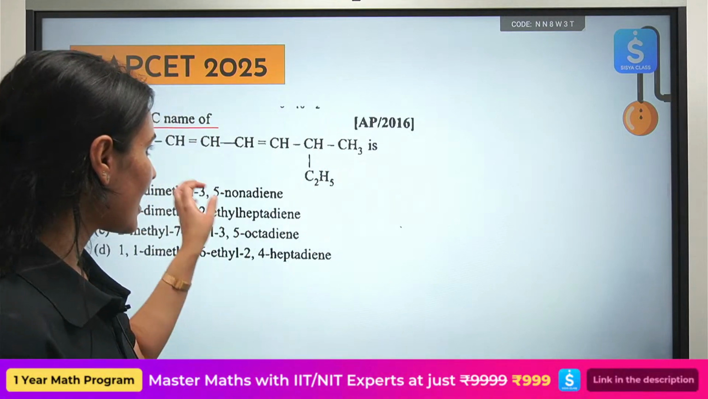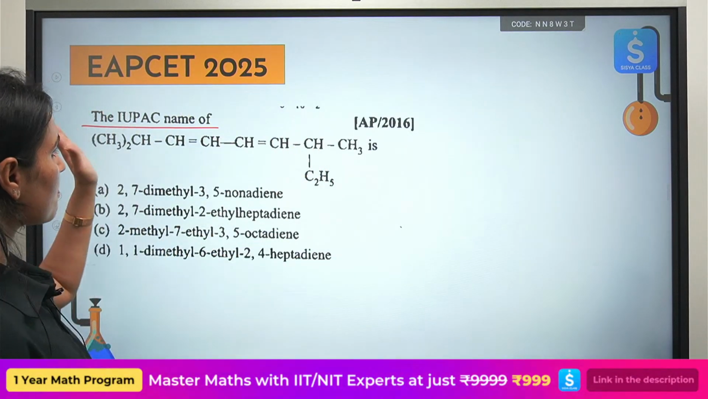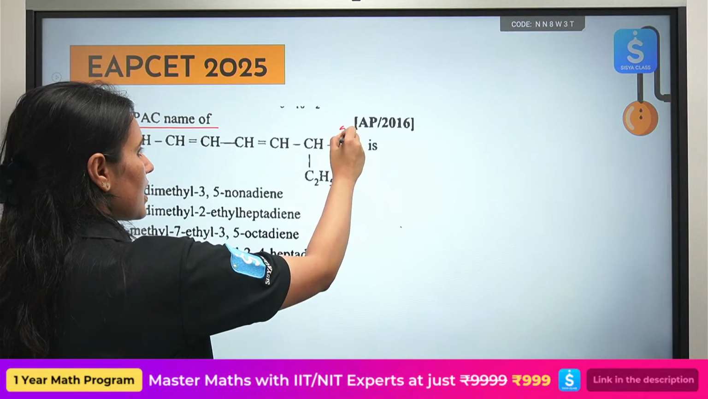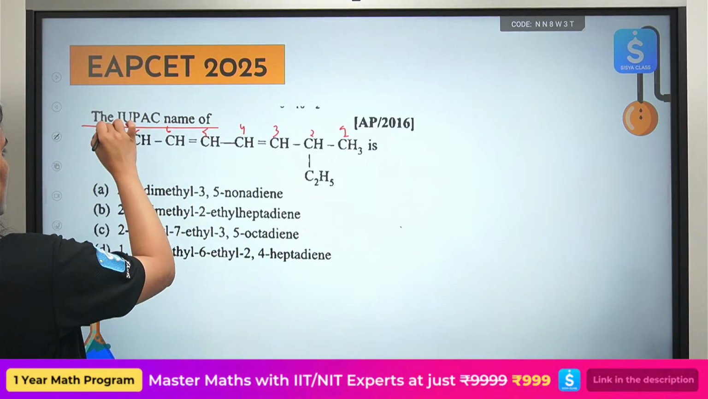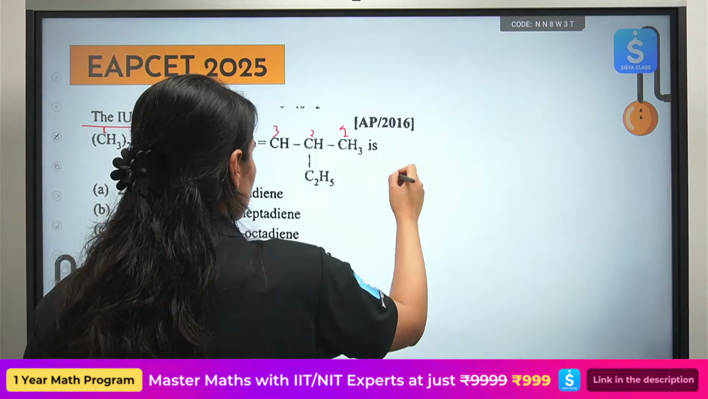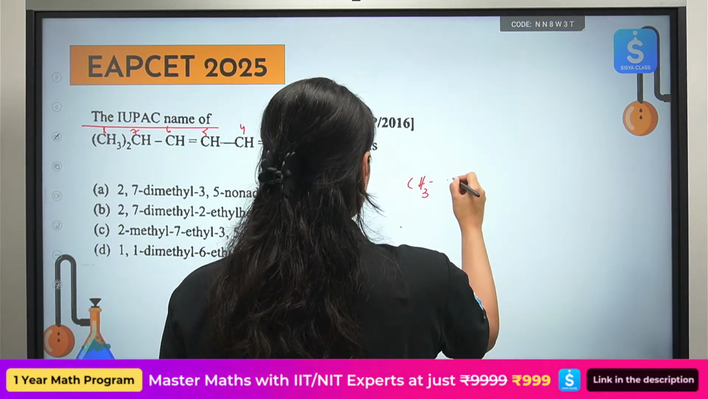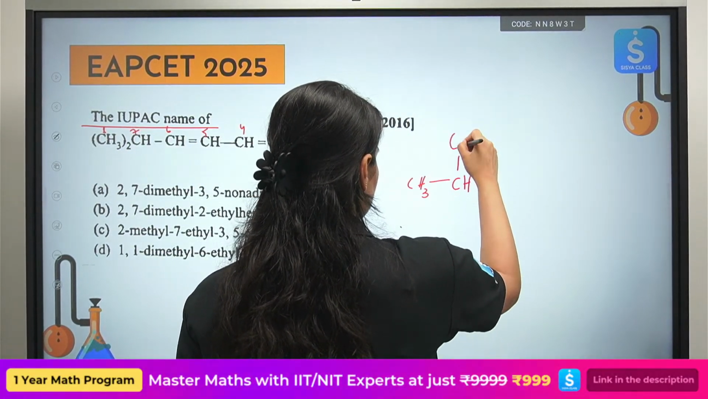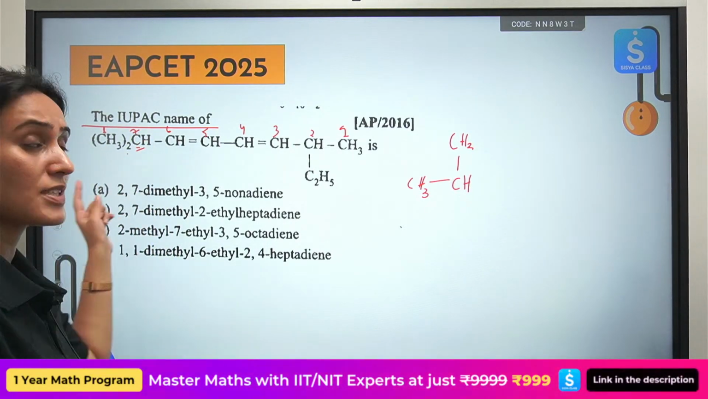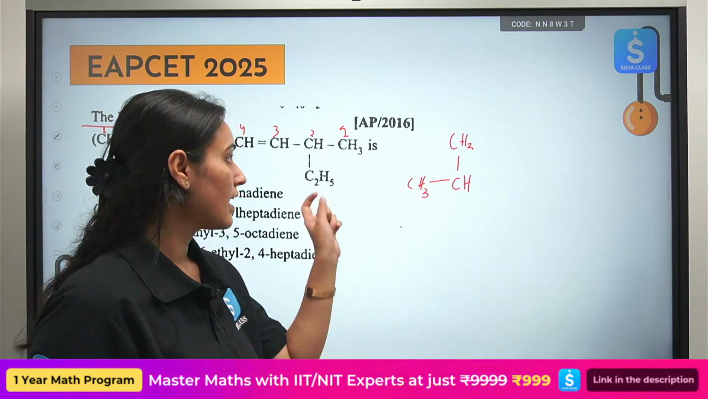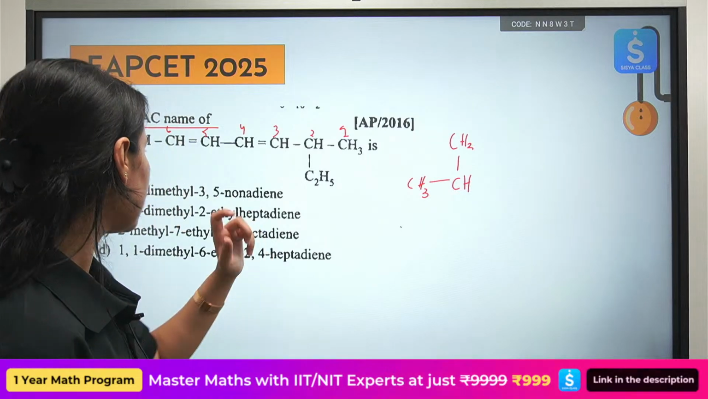Okay, so try to expand this structure. You may think that I will start from here. I will expand it so that you don't get confused. This is how you can write it. These three methyl groups which are written here, these are substituents, right? If you want to expand it, it will look like this. Okay, next.